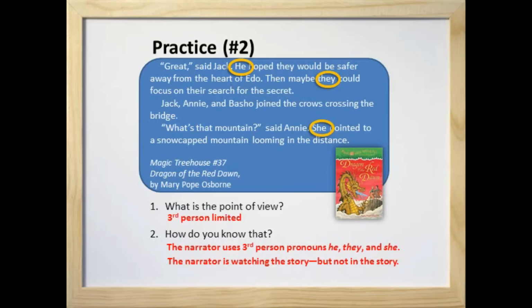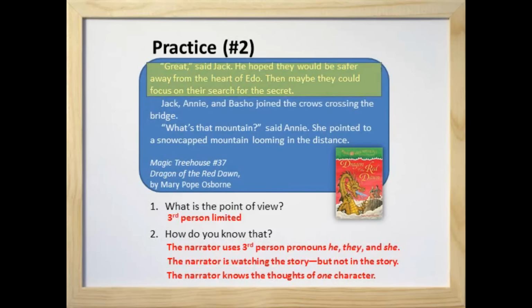And finally, how do we know that it's third person limited versus third person omniscient or objective? We know that because this narrator knows the thoughts of one character, the character Jack. How do we know that? The first sentences tell us. Let's reread them. "Great," said Jack. He hoped they would be safer away from the heart of Ado. Then, maybe they could focus on their search for the secret.